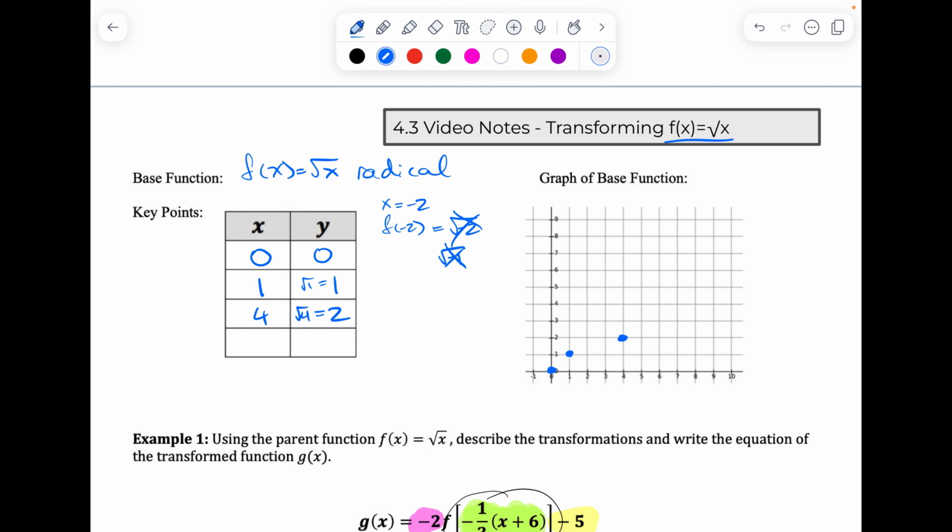And then 5, 6, 7, 8 don't give us nice answers, but 9 gives us a nice answer. Root 9 is 3. So 9, 3, all right? And so that gives us our base graph of root x. And remember, square root means what's a number that I can multiply by itself to make 4? Here, what's a number that I can multiply by itself to make 9? 1 is a number that I can multiply by itself to make 1. So 1 squared is 1, 2 squared is 4, 3 squared is 9. So square root is the opposite of a square.